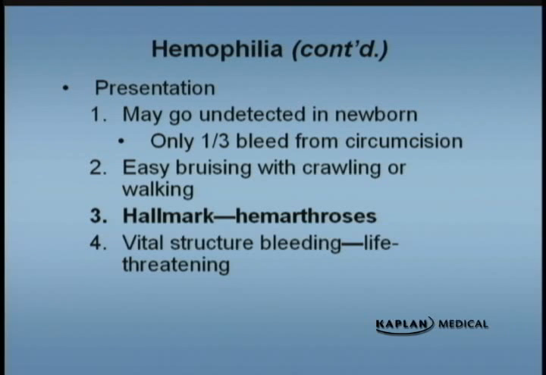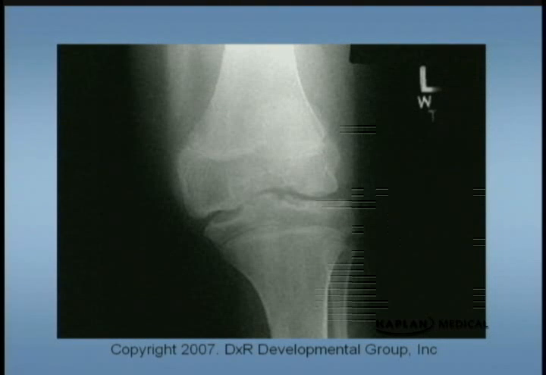It sometimes goes undetected in the newborn period, but sometimes you will see this as prolonged bleeding after a circumcision or after injections. Look for a history of easy bruising when the patient starts to crawl or walk or starts bumping into the crib and things like that, and they'll start to have easy bruises and sometimes to have the bleeds. Again, the hallmark is hemarthrosis, and sometimes it can be life-threatening if there's a bleed in a vital structure. The joints will sometimes be deformed with these hemarthroses. The bleeds tend to resolve, but then can reoccur.